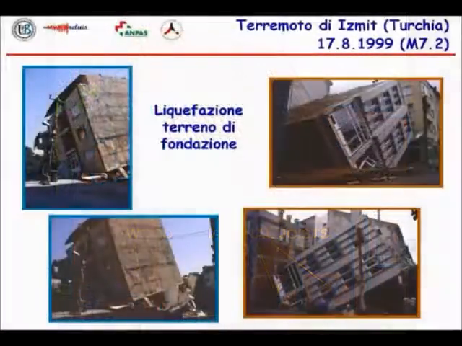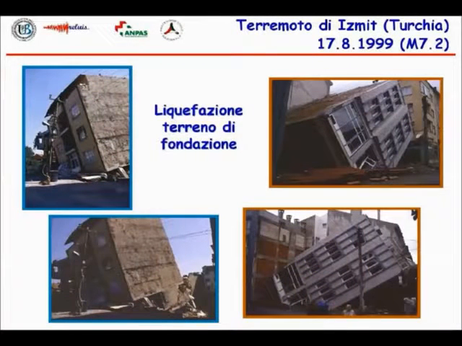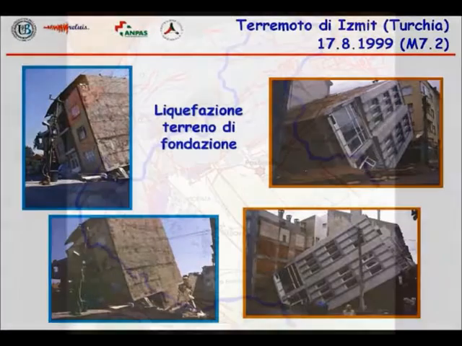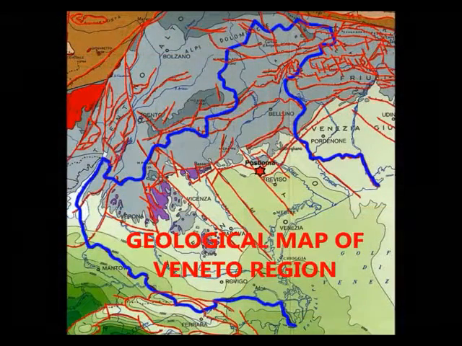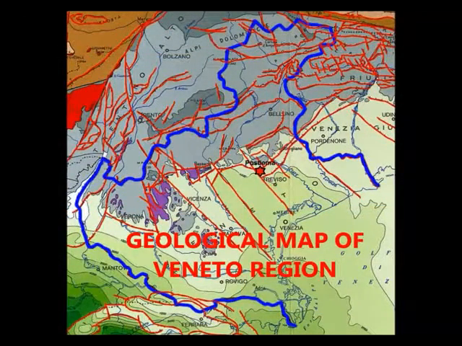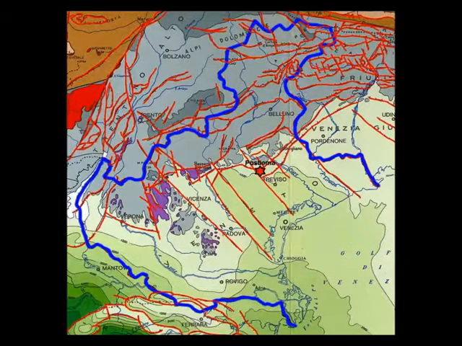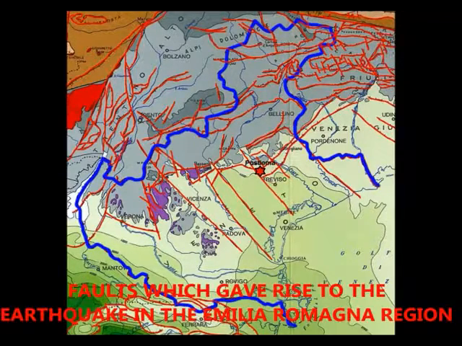In order to build consciously, we have to know the territory we are going to build on. The knowledge of the territory is not so widely spread among the Italian population, and sometimes Italian people have turned out to be too optimistic about the Italian geological situation. If we observe the geological map the Veneto region made and published in the 90s, we can see that all the faults which gave rise to the earthquake in the Emilia-Romagna region had been well highlighted.